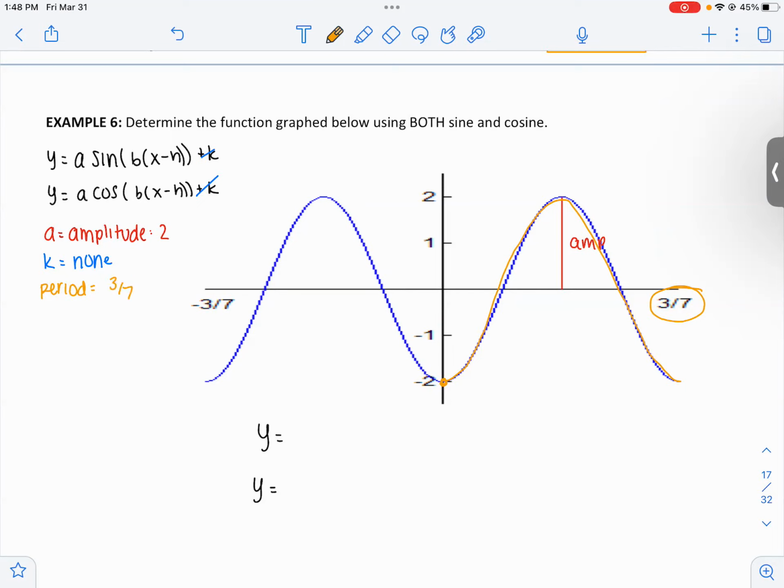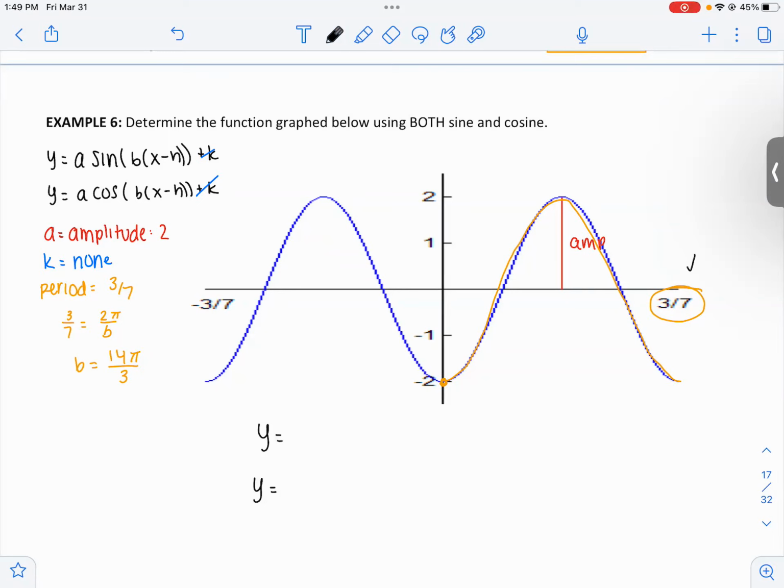And again, if we know our period, we can find that b value. So 3/7 equals 2 pi over b. This tells me that b will be 14 pi over 3. Yay. Okay, so that found me my A and my B. All I have to find are these phase shifts going on. Feel good? Hope so. Okay, to find phase shifts, it's going to be important that we have some x values laid out on my graph.